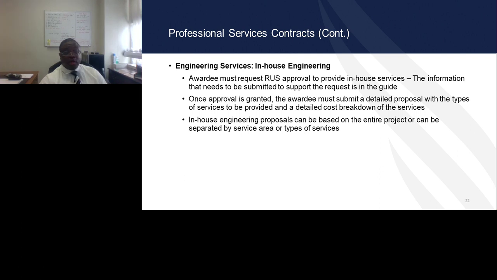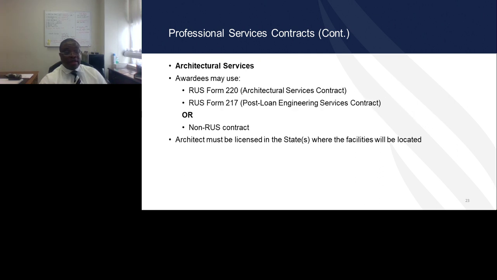Next slide. For architectural services, RUS also has two contract forms that can be used. The RUS Form 220 and also the 217 are available on our website for architectural services. The awardee may also elect to use a non-RUS contract. Again, please note that the architect must be licensed in the state where the facilities will be located.